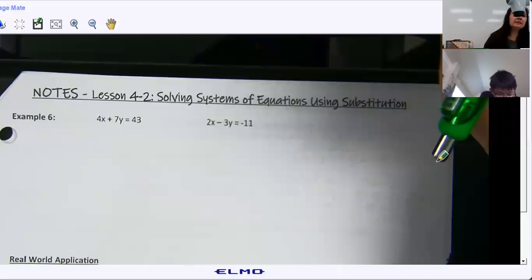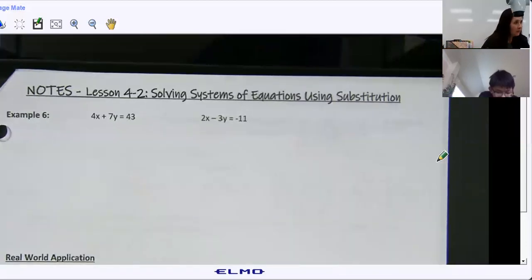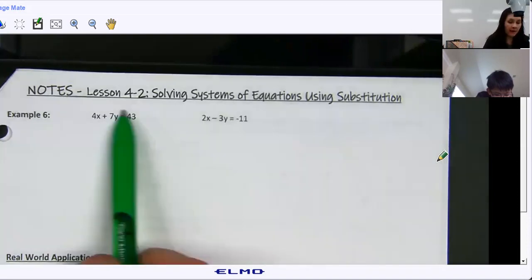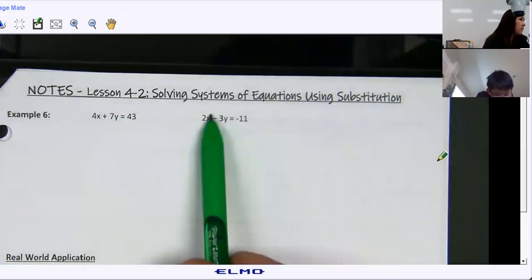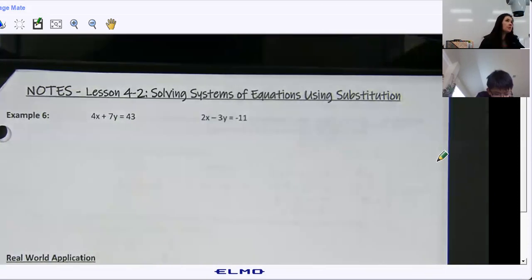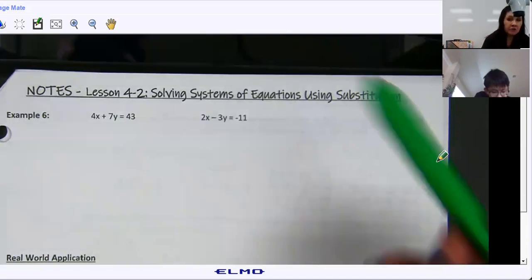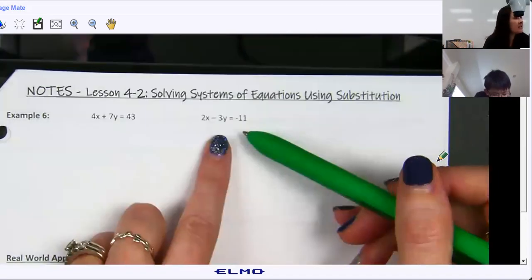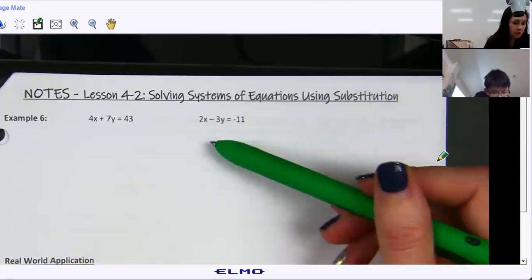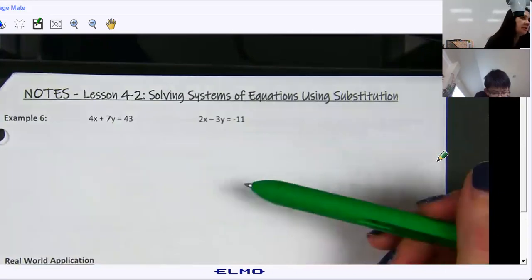Okay, so with example six, you have to be very careful about what variable you isolate. I could already tell by looking at these numbers, because none of these are divisible by each other, nor over here, that I'm going to have fractions. So I'm going to want to choose an equation that has the lower numbers. And so I am going to choose this equation, and I'm going to solve for x so that my denominator is 2, because that tends to be the easier numbers to work with.